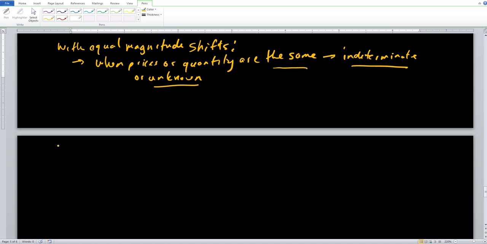So let's tackle the case if the demand shift is larger than the supply shift.